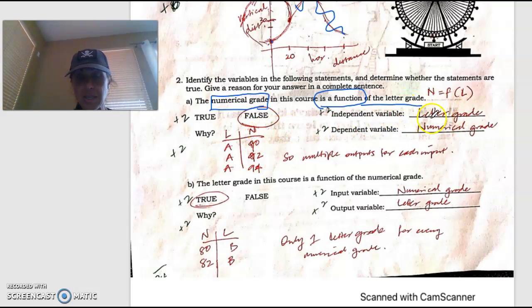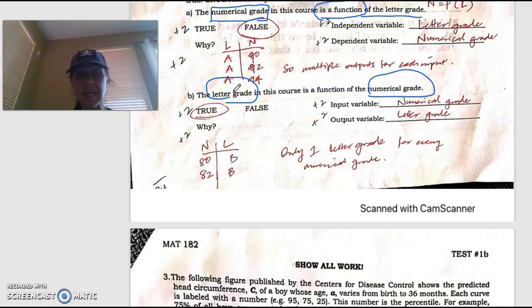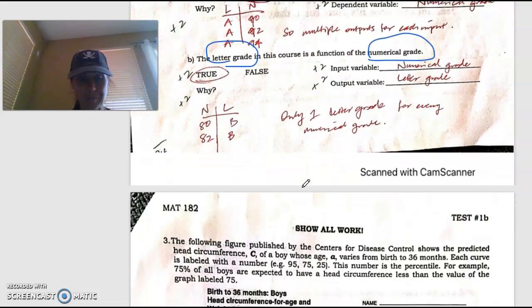So you'll notice the independent is my letter grade, and the dependent is my numerical grade. In the next part, you'll notice this time it says, is letter grade a function of numerical grade? So numerical grade is my input, letter grade is the output. Can I get a letter grade if I know the numerical grade? Yes, and I get exactly one letter grade for that specific numerical grade. If you had the other test, these questions were flip-flopped. Okay, next.